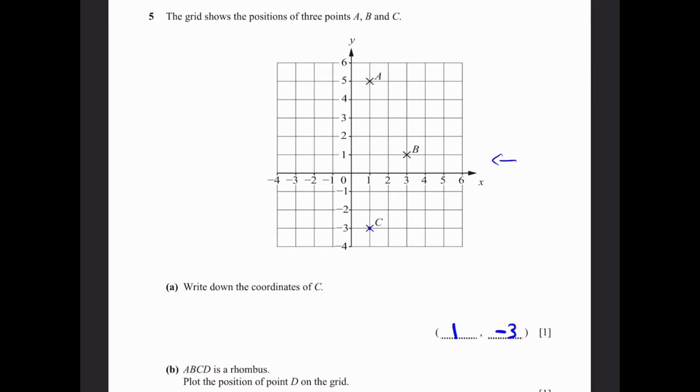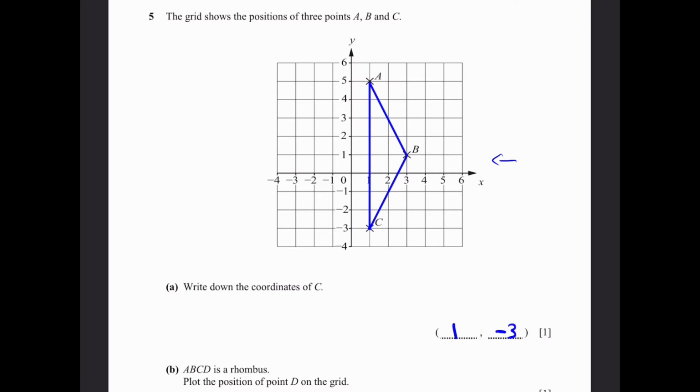B. ABCD is a rhombus. Plot the position of point D on the grid. So first let's connect the points A and C. This will be our center line. Now let's connect points A and B, and then points B and C. So this is half of the rhombus.